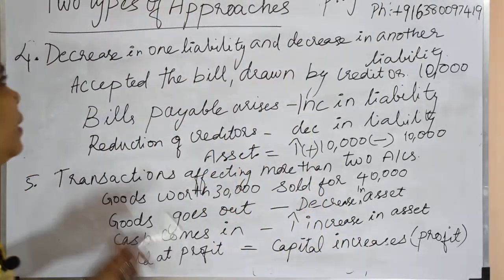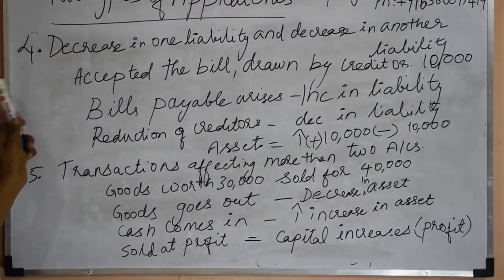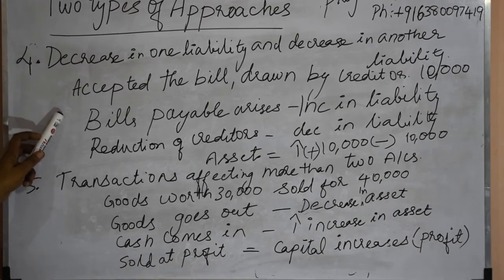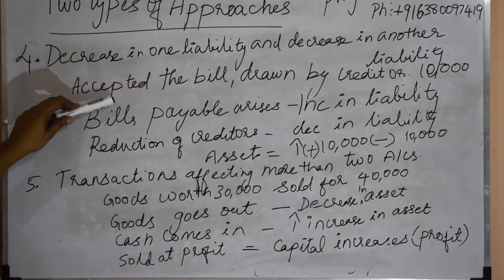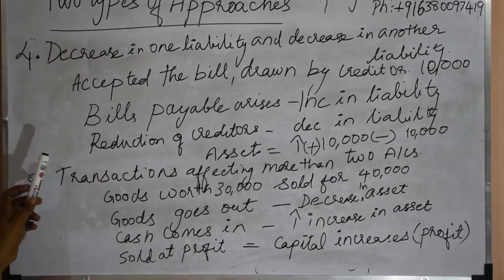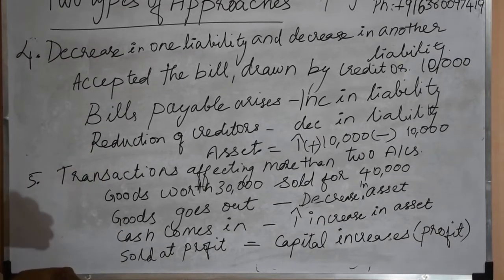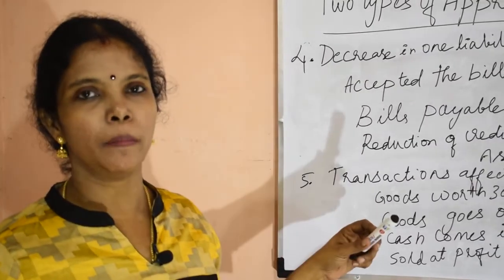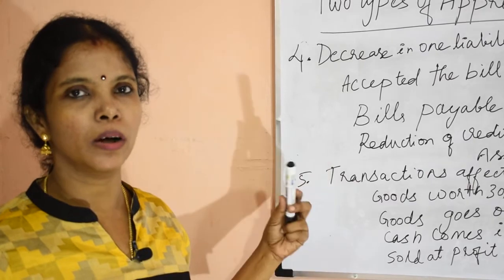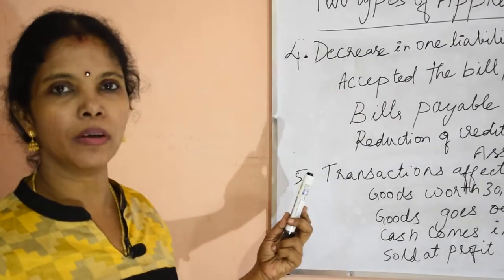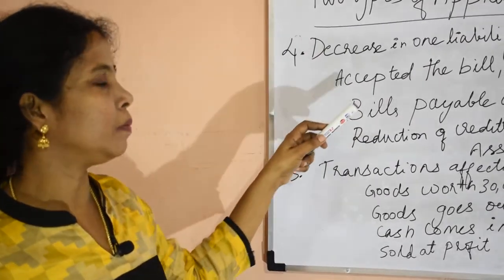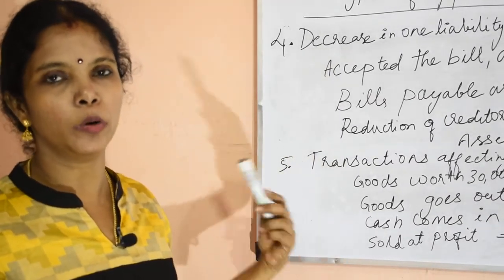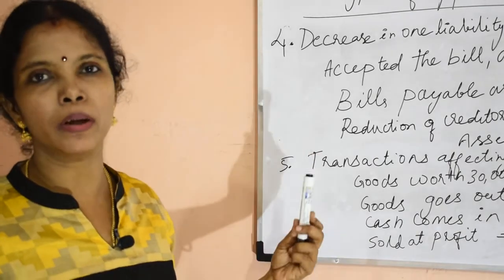Now we are going to see the next one, decrease in one liability and decrease in another liability. Let's take an example: accepted the bill drawn by the creditor. For example, the creditor is supplying goods and services worth rupees 10,000 or any amount. He is giving us for credit. It may be for a month, two months or three months. He may fix that period.